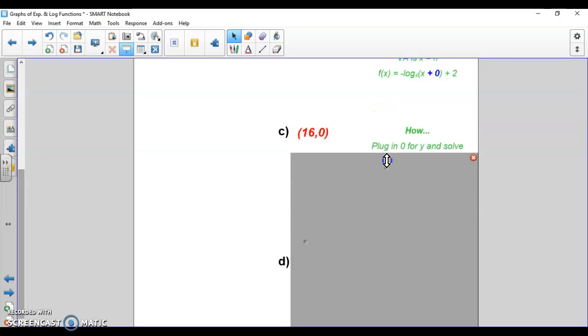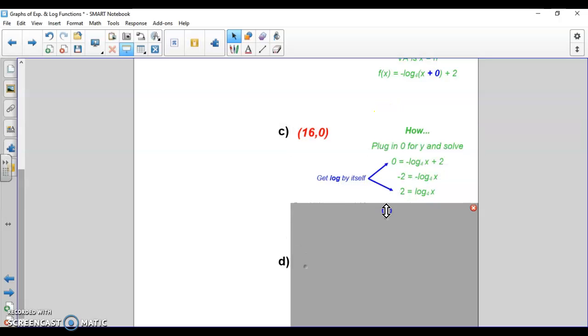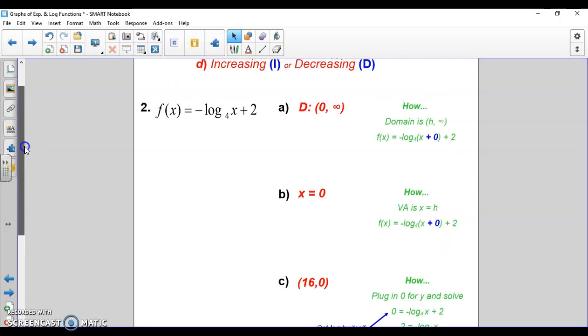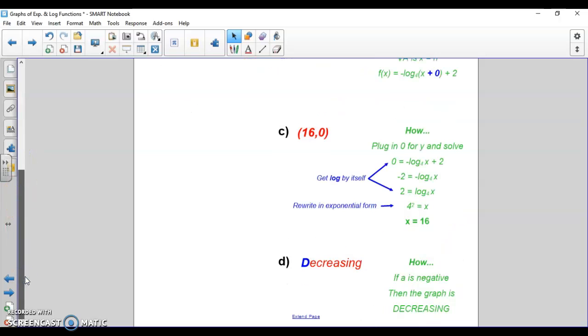X-intercept is 16. Plug in 0 for y. Now check this out. We have to get the log by itself first. So we subtract 2 over, then divide by a negative to make that a positive 2. Then I rewrite this into exponential form. So it'll be 4 squared equals x. 4 squared is just 16. Done. That's it. So 16, 0 is your x-intercept. We are decreasing because a is negative out front. That's the only reason it's decreasing there.